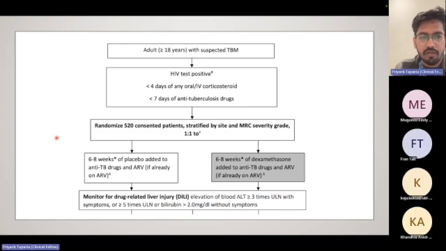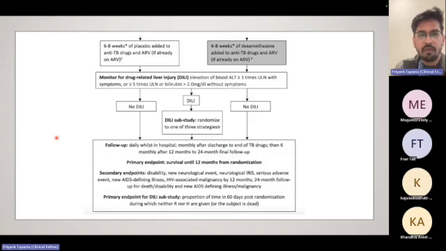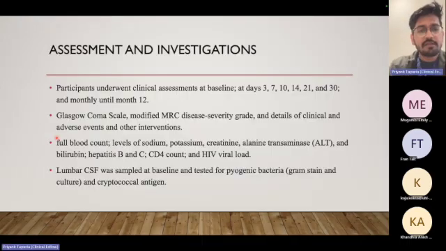They monitored for any drug-related liver injury. Although this study did not include this DILI, it will probably come up in the next study that they have included or studied together. Participants underwent clinical assessment at baseline, day 0, then 3, 7, 10, 14, 21, and every month till month 12. GCS, MRC grading, and details were noted. Baseline blood investigations, renal function test, liver function test, CD4 count, HIV viral load, all of these were taken.